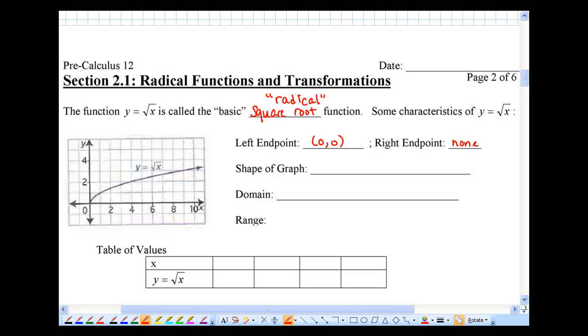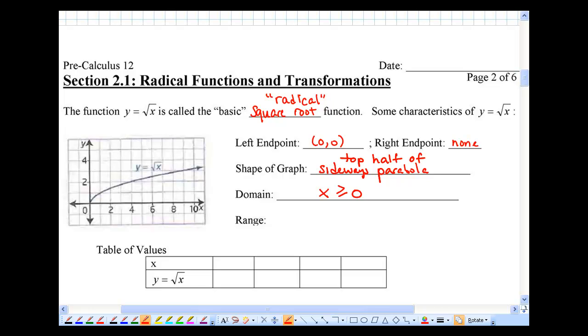How do we describe the shape of this graph? I'd say it's a sideways parabola. To be more specific, I'd say the top half of the sideways parabola. Its domain, well, if you look at it, it seems like it's every value of x that seems to be bigger or equal to 0. Yeah, you got that right.